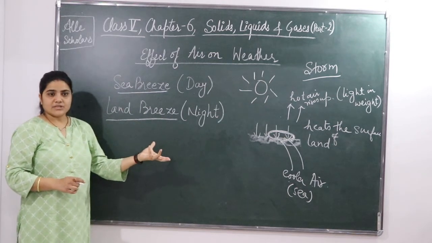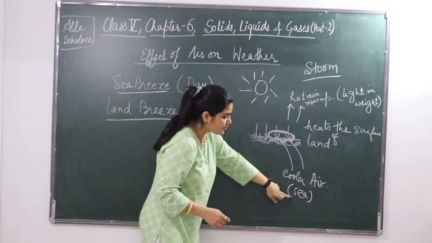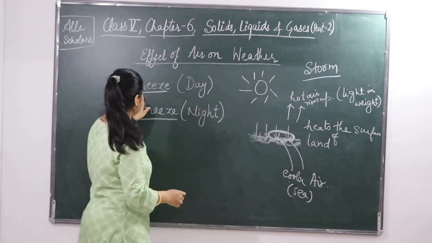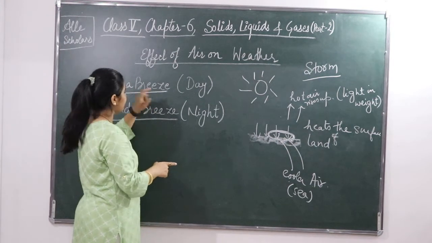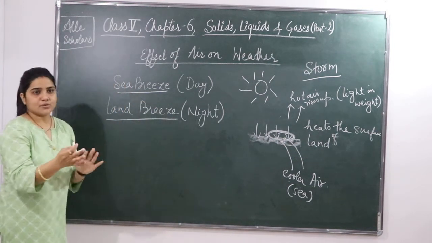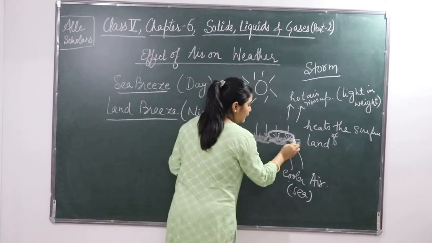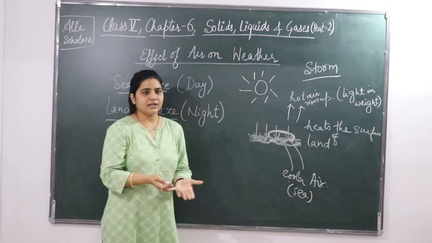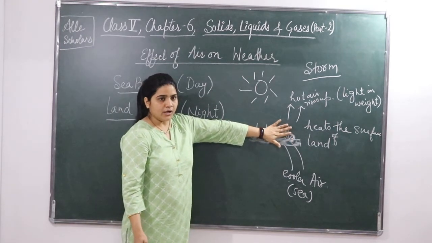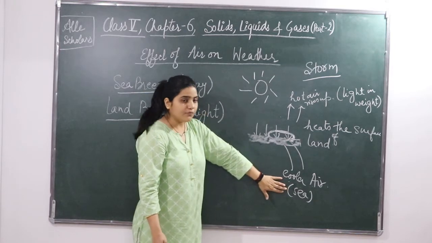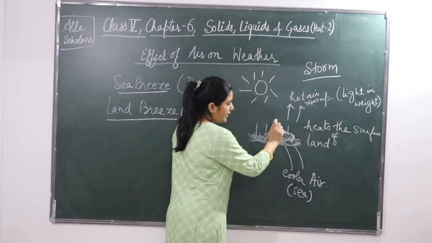So when the cooler air comes from the sea, it is a sea breeze. Remember this: cooler air is coming from the sea, so it is a sea breeze. Now during the night the opposite happens. At night, our land, which heats up quickly, also cools down quickly. So the land is going to be cool and the sea air will be hotter. So the vice versa is going to take place.